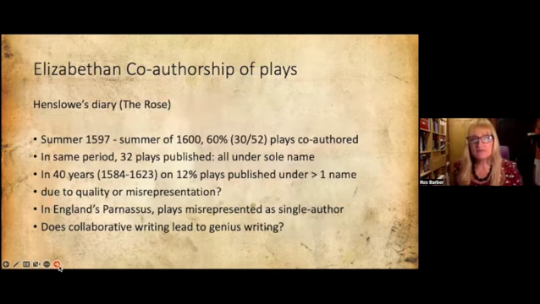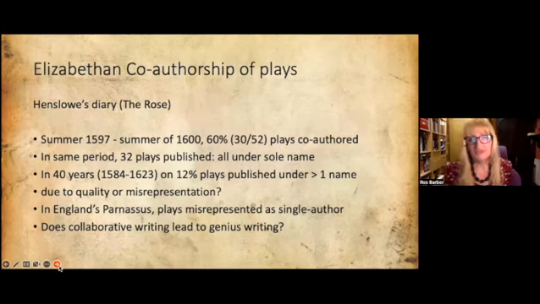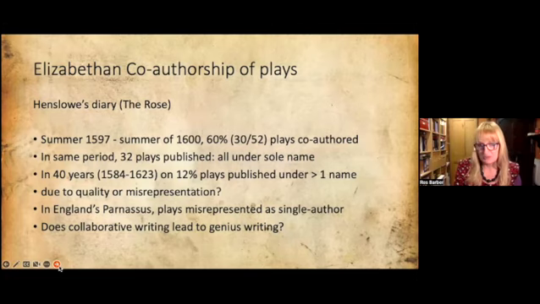I want to talk a bit, very quickly, about Elizabethan co-authorship of plays more generally. Sadly, we obviously don't have anything for the Globe and King's Men or Chamberlain's Men, but we do have Henslowe's Diary at the Rose. And that shows that from summer 1597 to the summer of 1600, 60% of the plays mentioned are co-authored, in the sense that multiple authors are being paid to produce those plays, 30 out of the 52. And in the same period, 32 plays were published, and all of them were published under a single name.